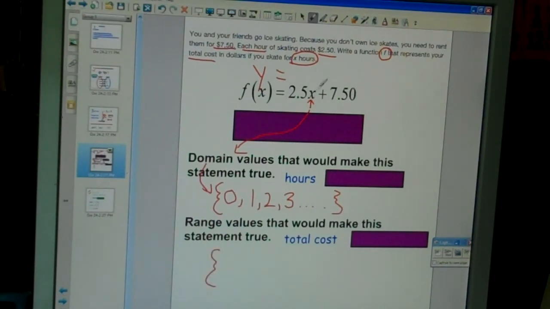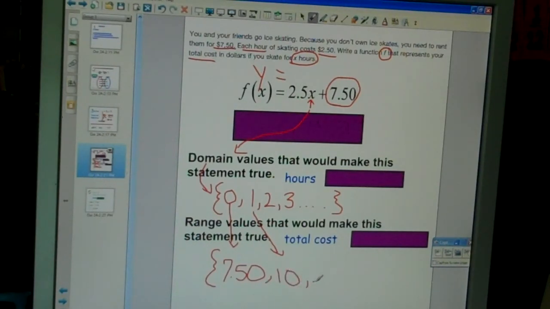If I go in for 0 hours, how much am I paying? It's going to be $7.50. I still have to pay that $7.50. Okay? So, are the rest of these numbers going to be bigger or smaller than $7.50? Because at 0 hours, I still had to pay $7.50. If I go another hour, well, what's $7.50 plus $2.50? $10.